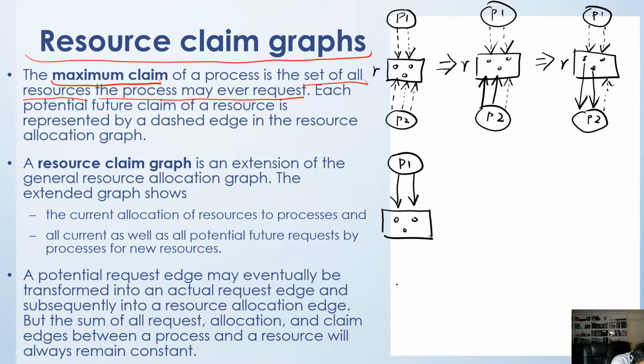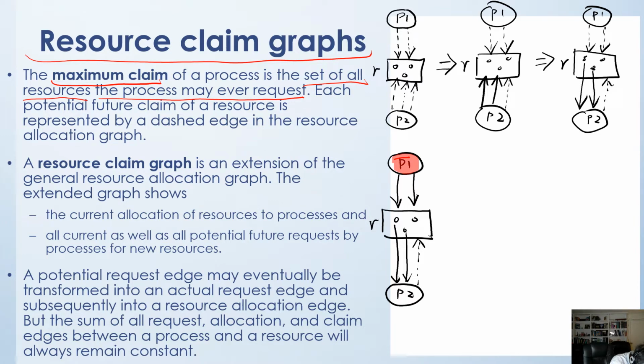Okay, so now I have P2. I have a real allocation and 1 claim. Okay. Now what happens? Process 1 makes a request for 2 units of resource. But there's only 1 unit available, right? So then what happens is process 1 is going to be blocked.